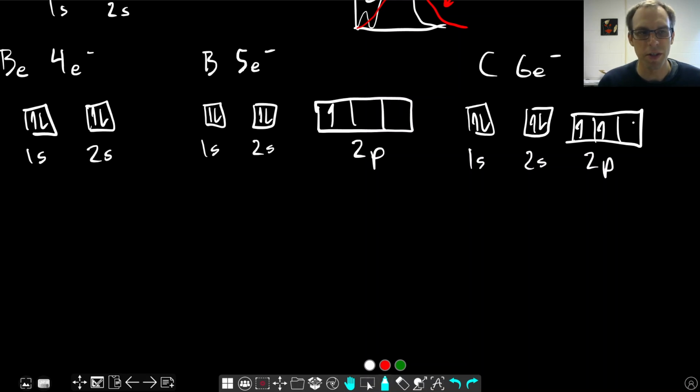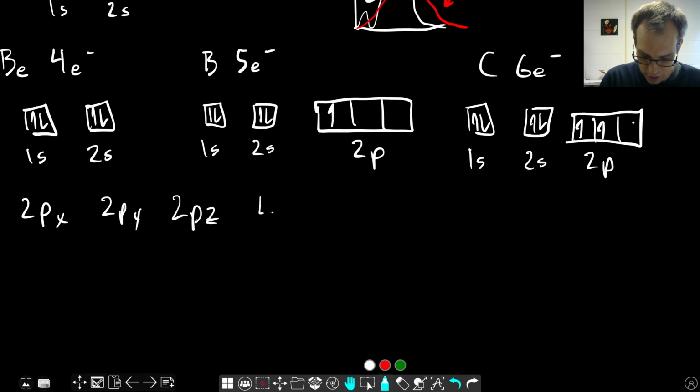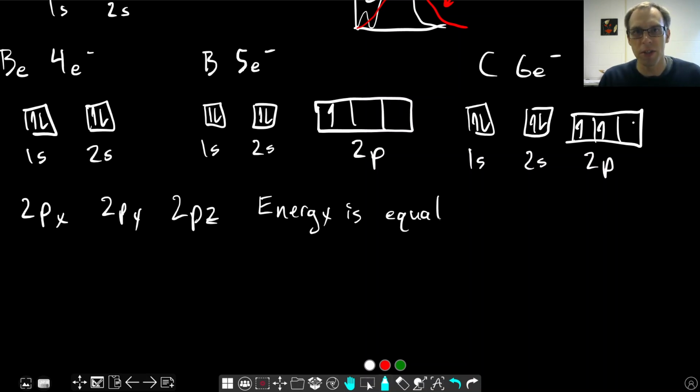So now that we've reached orbitals, like in carbon, where we have multiple different orbitals that have the same energy, so thinking about our 2px, 2py, and 2pz orbitals, the energy is equal. So how do we know which of these orbitals we fill in first?